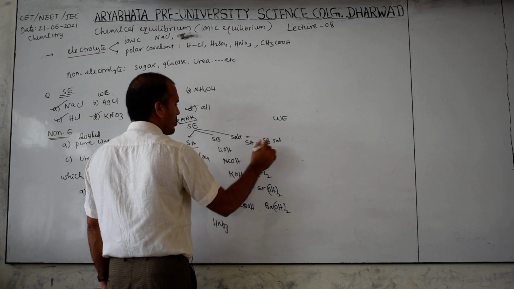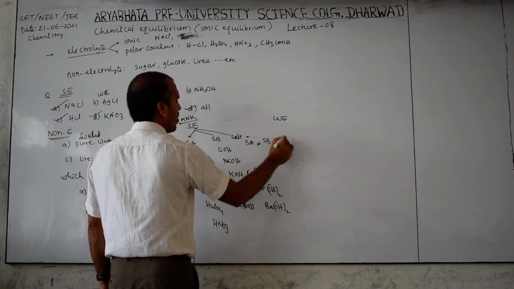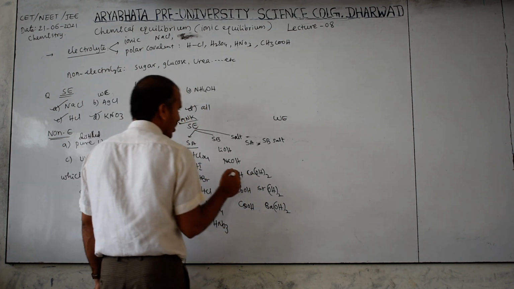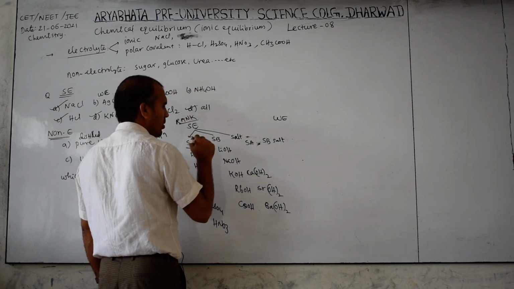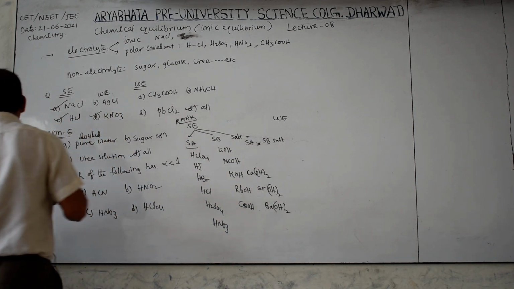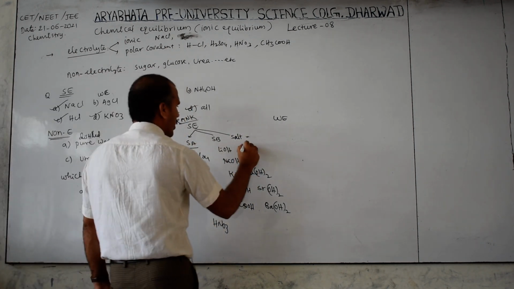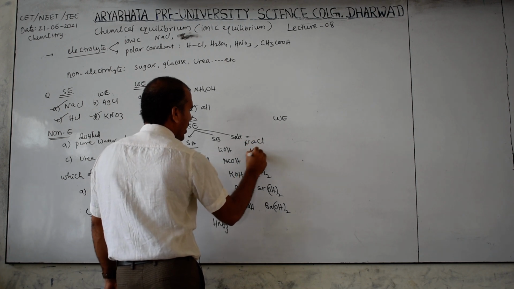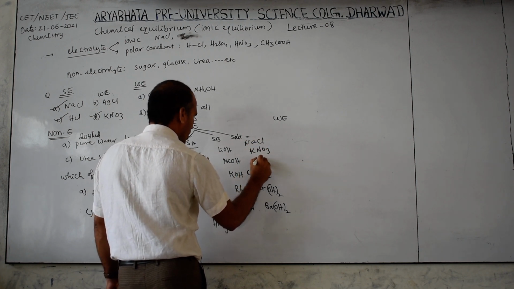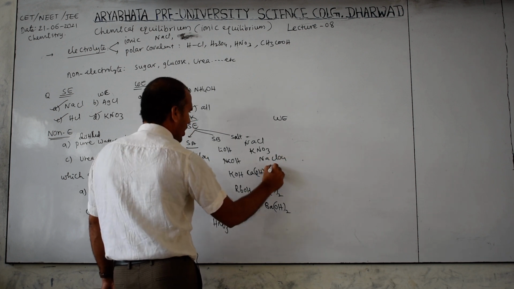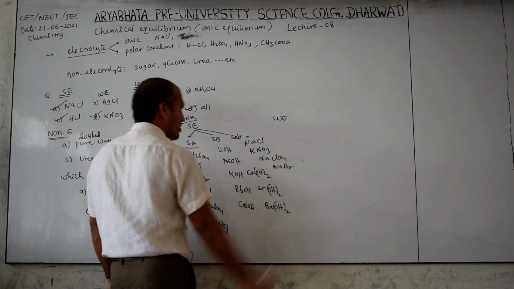Strong acid, strong base salt, and weak acid, like 4 salts are there. What are the 4 salts? Some examples I will write directly here. These are the examples: NaCl, KNO3, NaClO4, and NaBr. Like this, some examples.